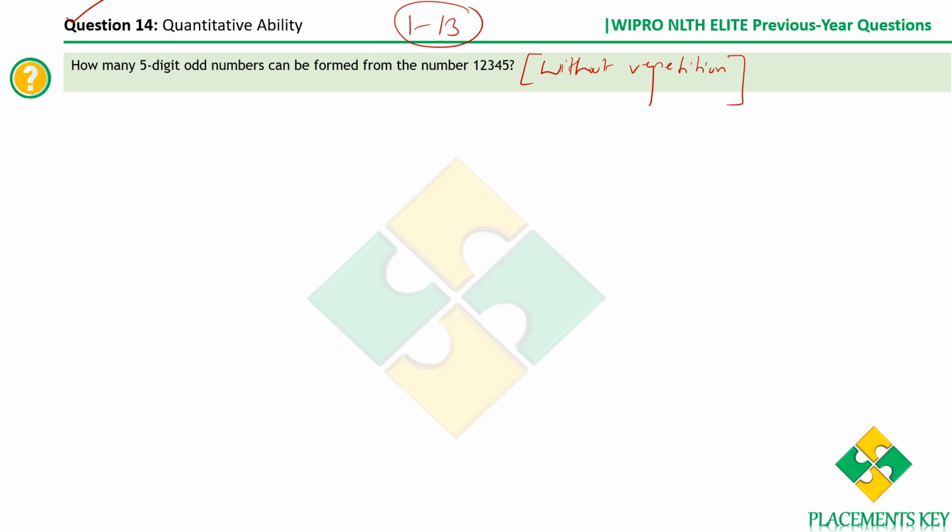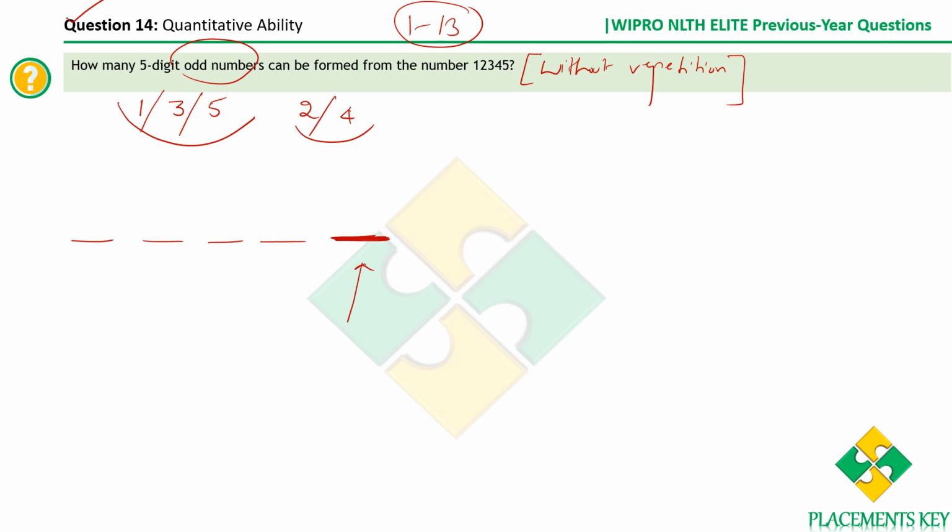Since it's a 5-digit number, I'm indicating 5 blanks. What are the digits that we have? 1, 2, 3, 4, 5. We are supposed to find odd numbers. So for a number to be odd, the unit digit has to be odd, right? Therefore, this blank should be filled with an odd number. What are the odd numbers that we have? We have a 1, a 3 and a 5. These are the odd digits, and we have a 2 and a 4, which are the even digits.